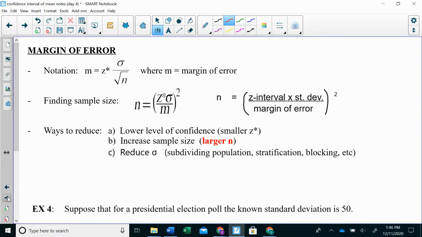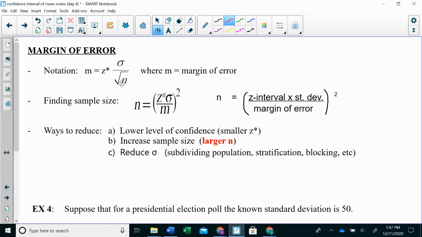Right. The next objective that we had listed was to apply margin of error to find sample size. So margin of error just means that we understand that the numbers we create may not be exact. There's always a margin of error when statistics are involved. So the notation that we have, M equals, M being margin of error, that Z interval times that fraction, standard deviation divided by square root of N.